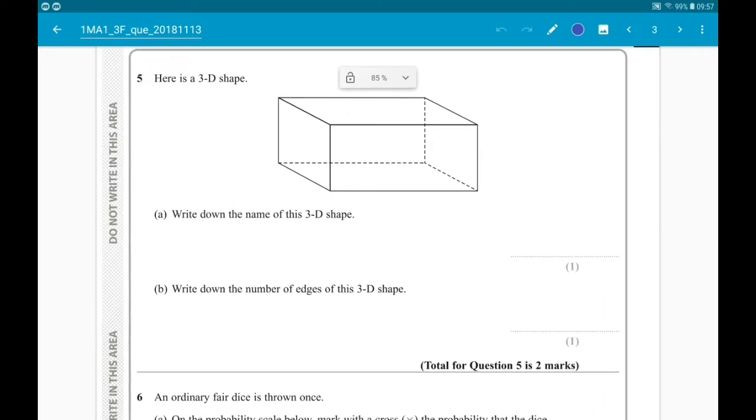Okay, number 5. So here is a 3D shape. Part A, write down the name of this 3D shape. Okay, so it's a cuboid. Part B, write down the number of edges of this 3D shape. So an edge is essentially any line that you need to draw the shape. So this guy has 12 edges.